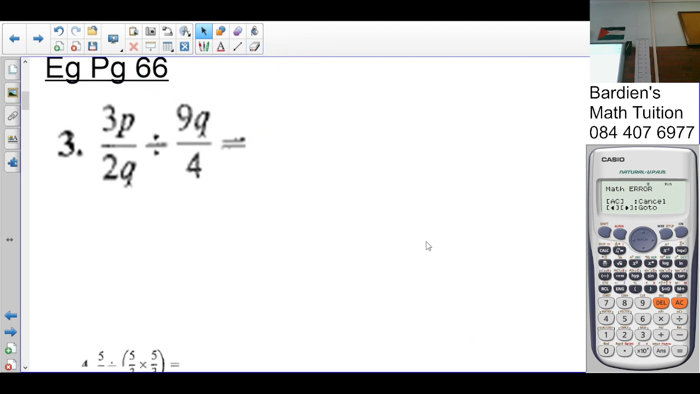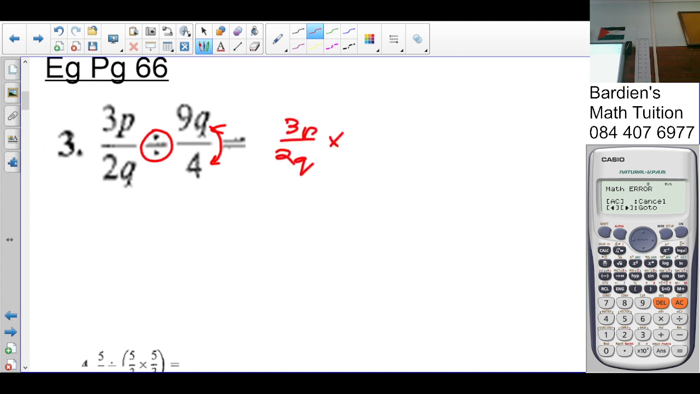Okay. What needs to be done here first? LCM, not so? No LCM. Why not? Because we're not adding and subtracting. So you change that to multiplication, which gives us 3p over 2q times 4 over 9q.